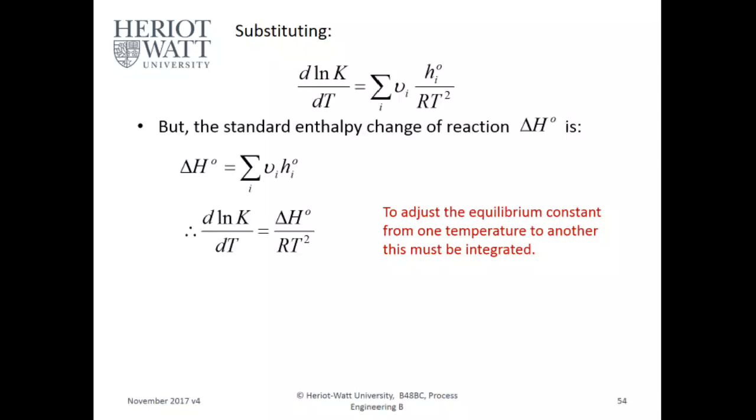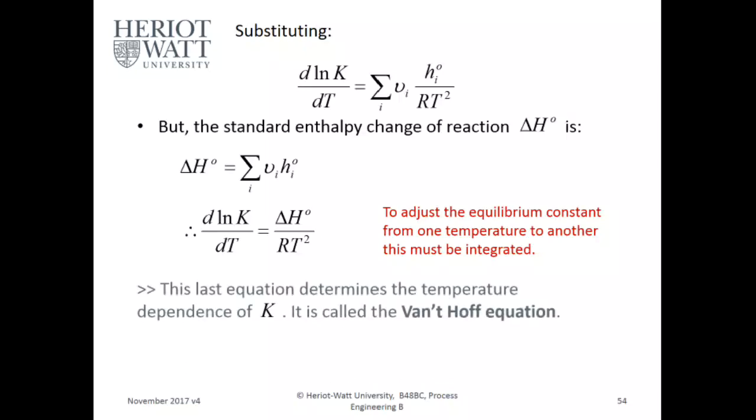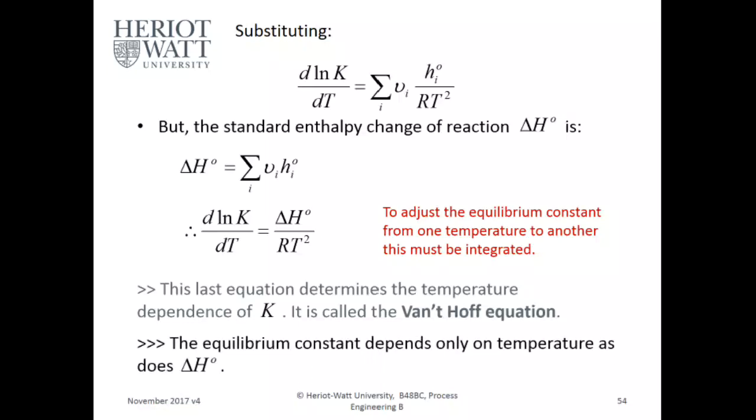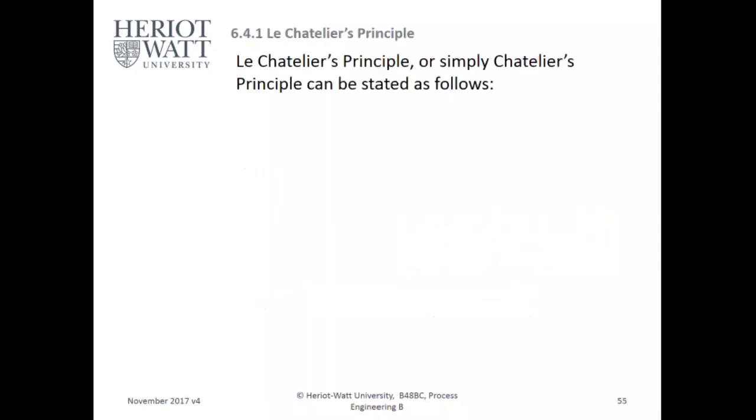Between specific temperatures, this last equation, which determines the temperature dependence of K, is called the Van 't Hoff equation. So d log of K over dT equals delta H over RT squared, the Van 't Hoff equation. You need to recognize these equations and what they are. If you can learn how to derive them, it would be a bonus point for next year. The equilibrium constant depends only on the temperature, as does delta H.